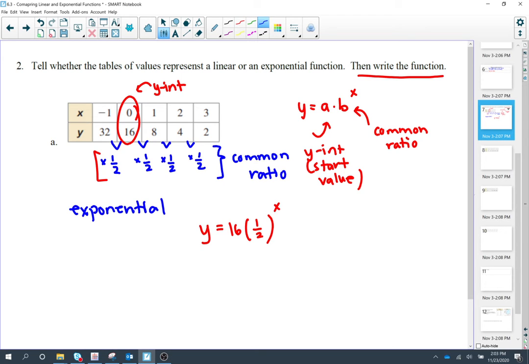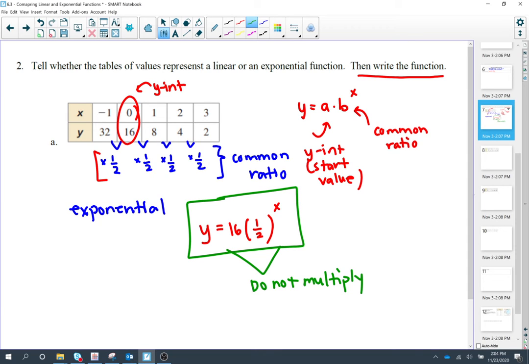Now, the question I always get, and what you guys try to do, is should we multiply the 16 and the 1/2 together and make that 8? The answer there is no. Do not multiply. One of the reasons I always like to say is because of order of operations. You always have to do exponents before you do multiplication. So this wouldn't work.